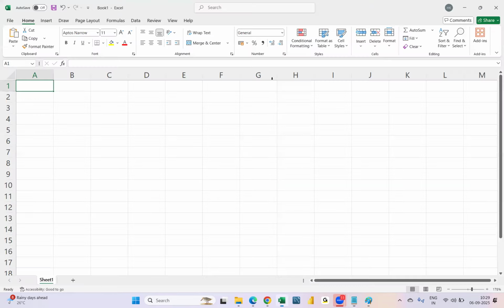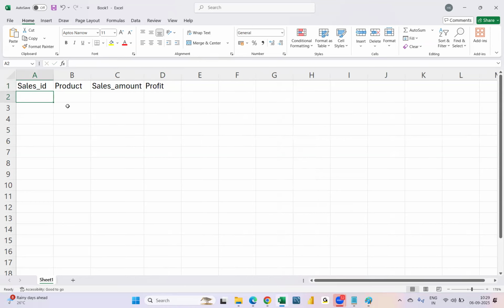Okay, let me share an Excel file. Okay, so I am having some sales related information. So I am having some sales ID and what is the product the customer has ordered. What is the, let me take the sales amount column and also the profit related information. So these are all the four informations, I can say the four columns information I am gathering currently.